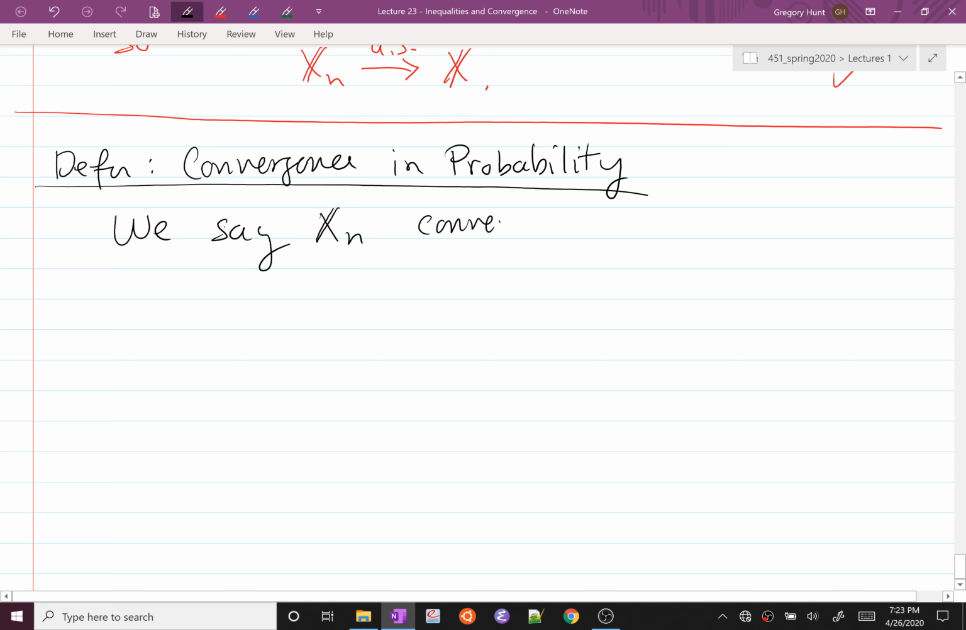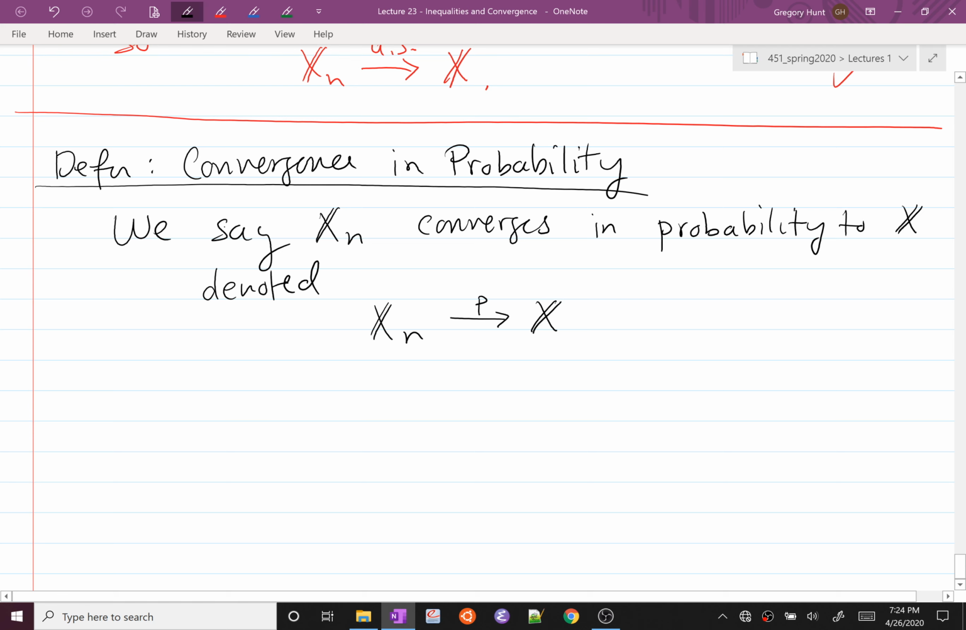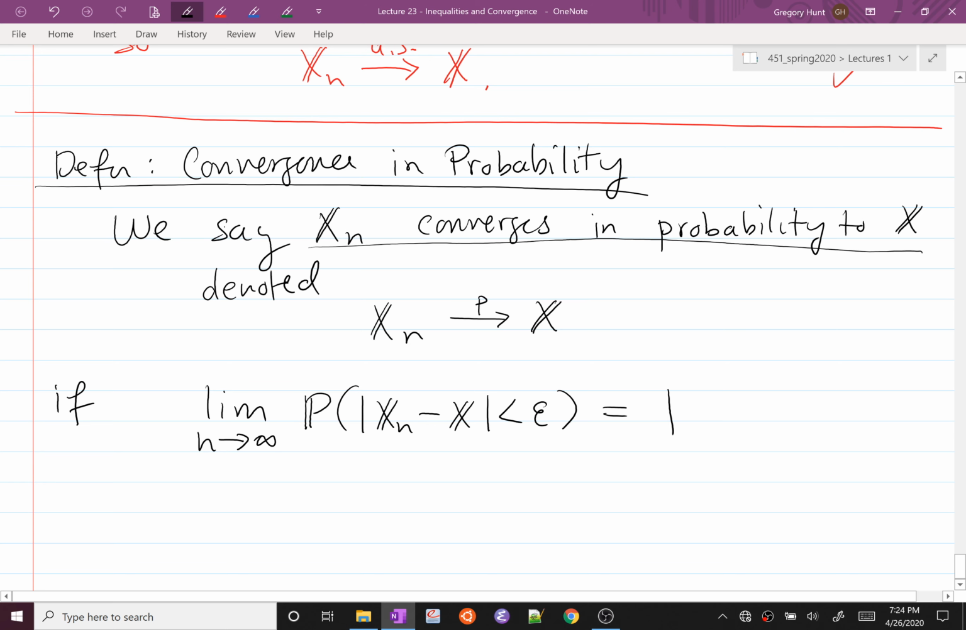We say X_n converges in probability to some limiting random variable X, denoted X_n arrow with P over it, for probability, to X if, here's the condition, we look at the limit as n goes to infinity of the probability that |X_n - X| is less than epsilon, and that limit is 1. We say that X_n converges in probability to X.